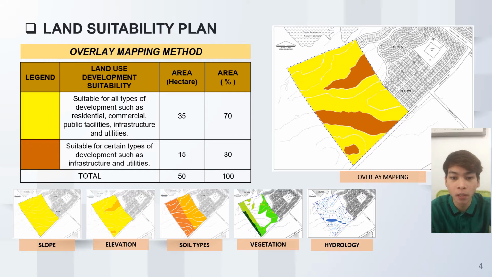Land suitability plan. 35 hectares out of 50 hectares or 70% of the area are suitable for all types of development, while 15 hectares out of 50 hectares or 30% of the area are suitable for certain types of development such as infrastructures and utilities.